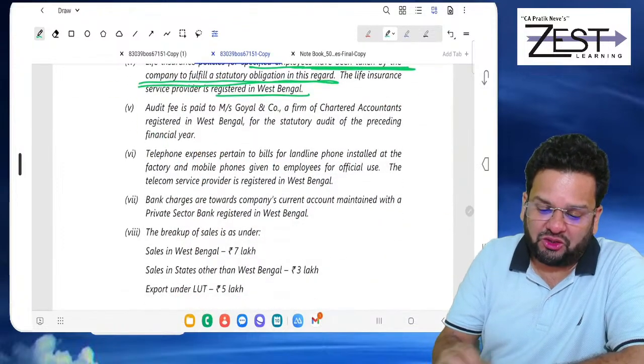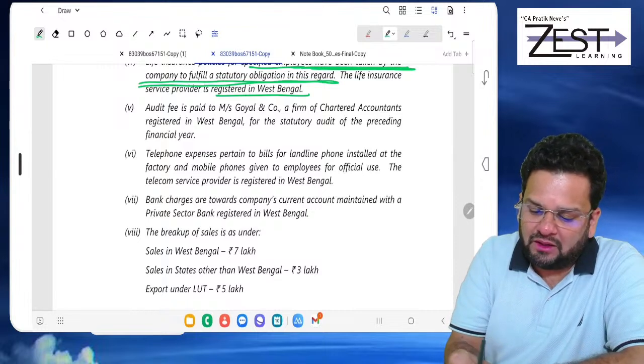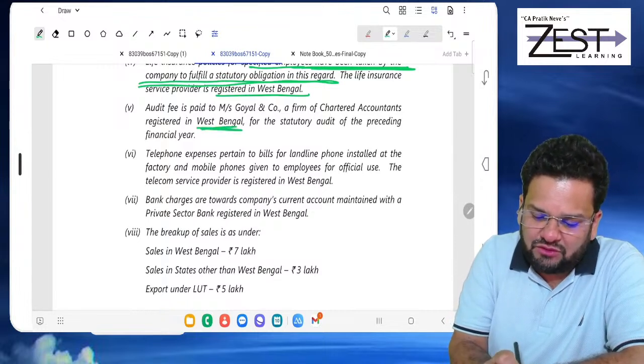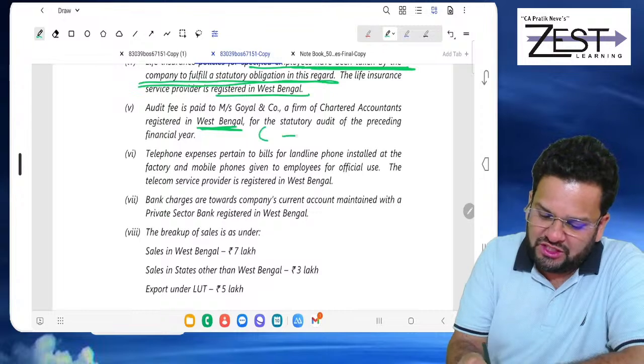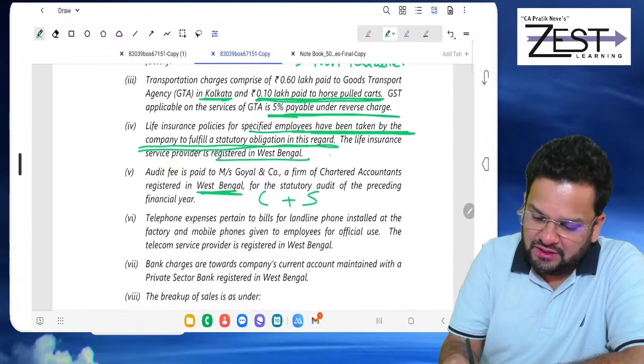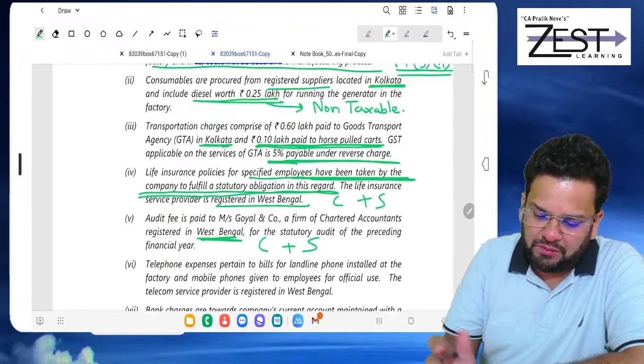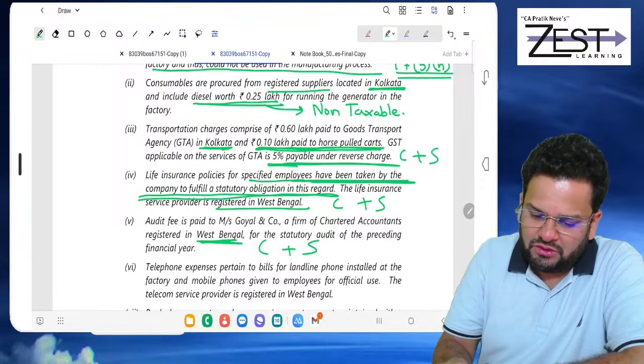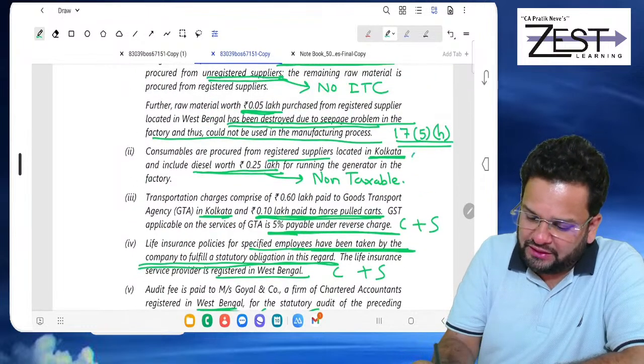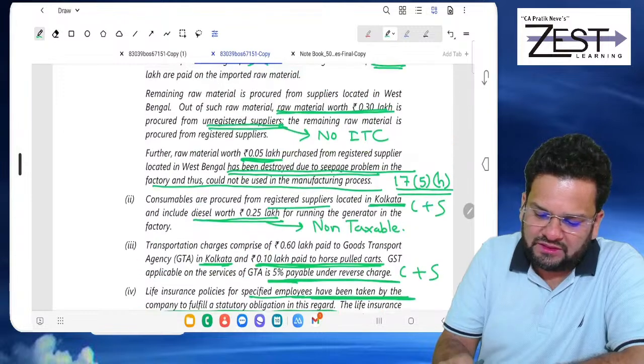Audit fees paid to Messrs. Goel and Company, a firm of CA registered in West Bengal. So CGST plus SGST. In this also C plus S. So not complicating. This also C plus S.